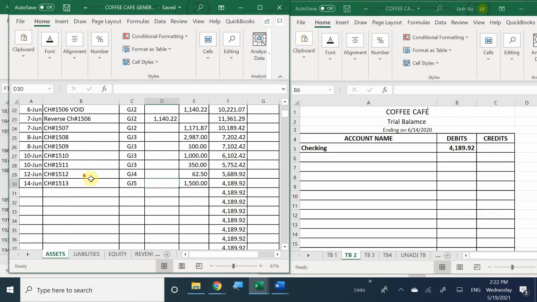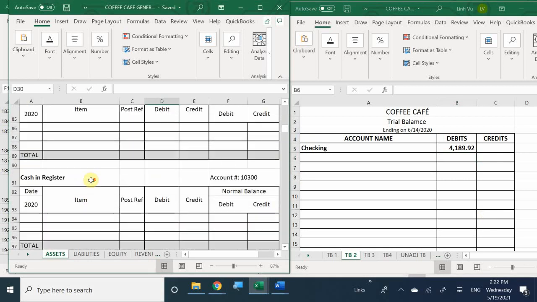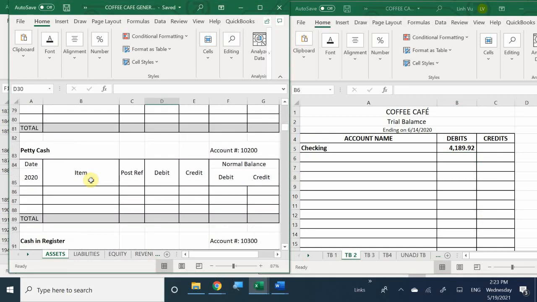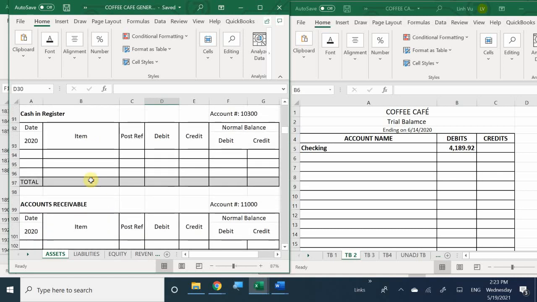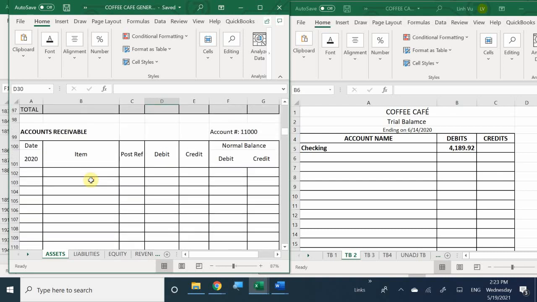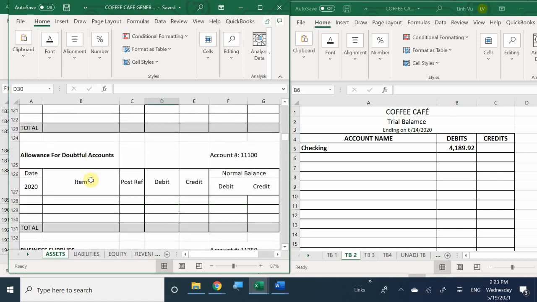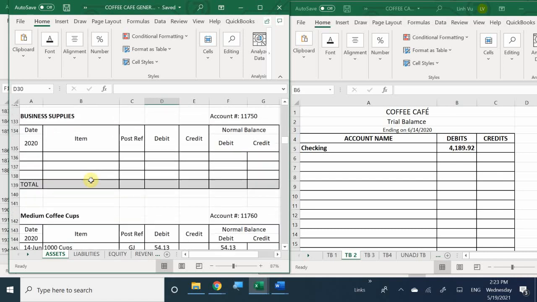All right. Let's see. Do we have any petty cash? No. Do we have any cash in the register? No, not yet. We bought our register, but we haven't put cash in it. What about accounts receivable? We haven't opened our store yet, so no accounts receivable or any allowance for doubtful accounts.